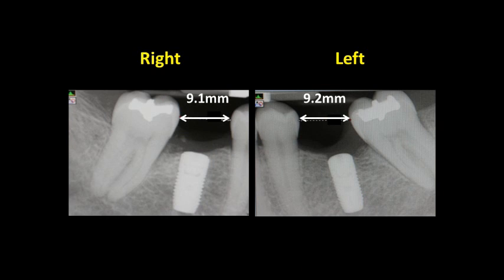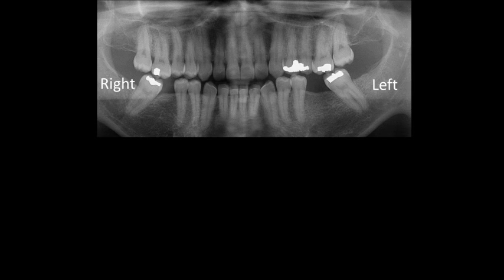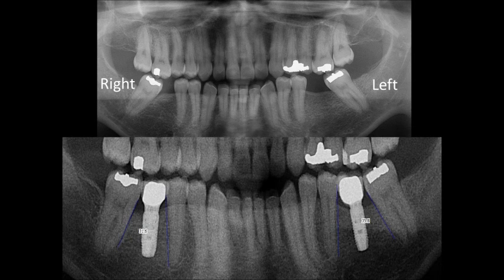So on the right side, we've opened the space up to a 9.1. On the left side, we've opened it up to a 9.2. And you can see the implants placed. Preoperatively, remember what it looked like. Postoperatively, look what it looks like with the 2 implants in place.